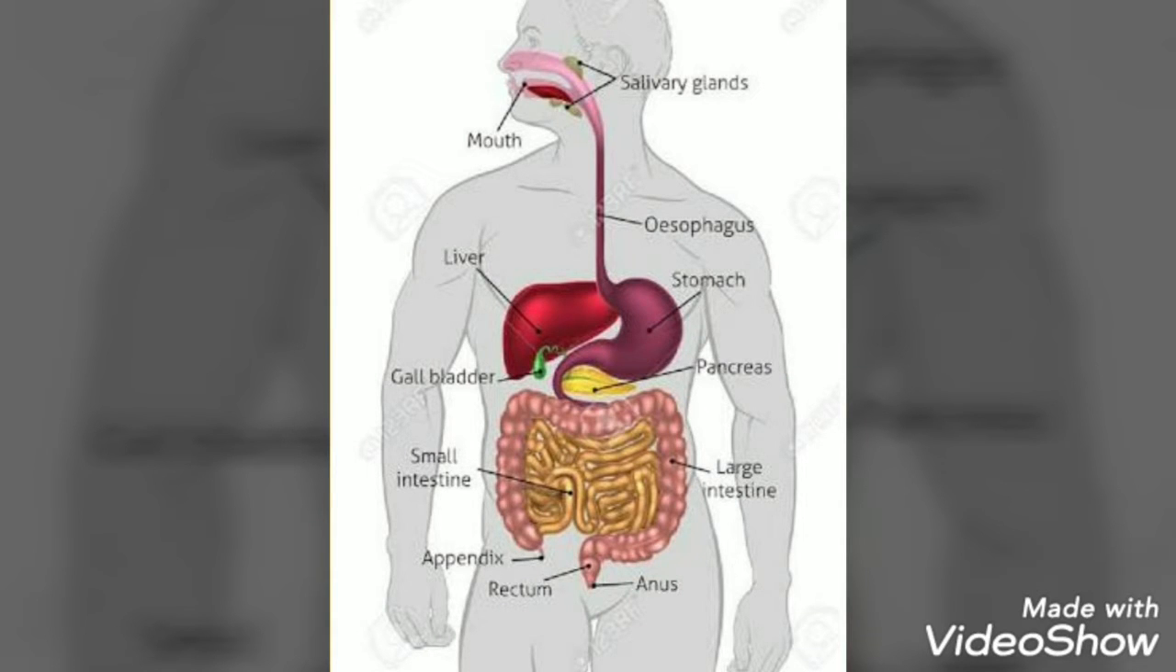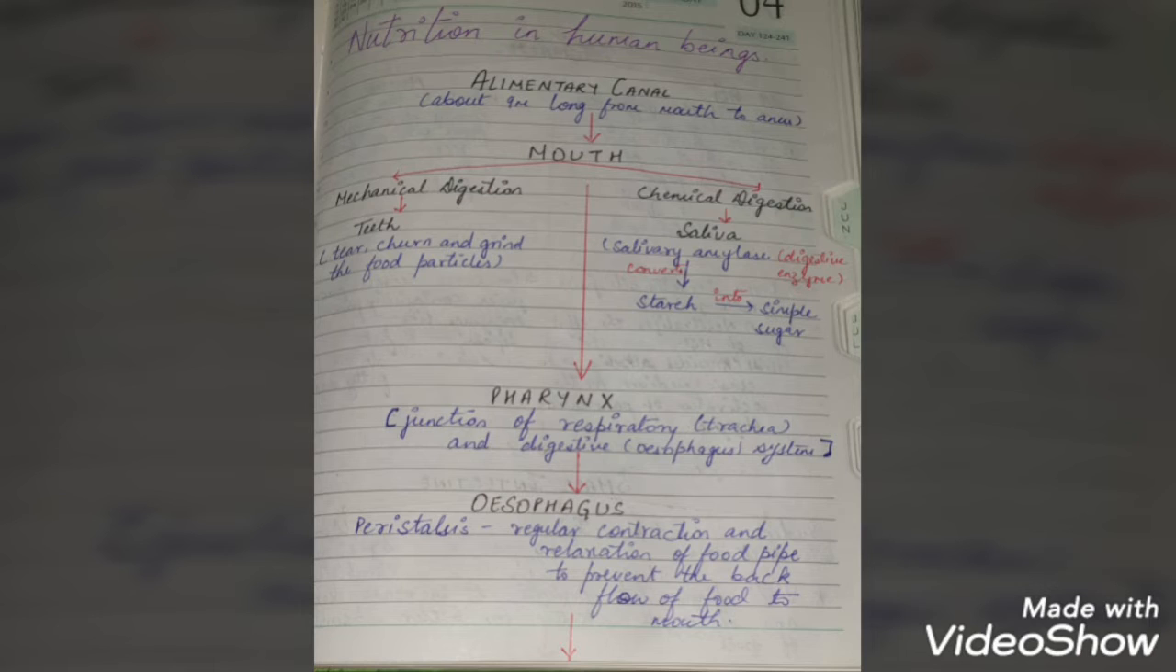Now the nutrition in human beings is carried out by the alimentary canal, which is about 9 meter long from mouth to anus. Now according to the flowchart displayed in front of you, in the mouth there are two types of digestions, mechanical digestion and chemical digestion. The mechanical digestion is carried out by our teeth, which tear, churn or grind the food particles, and the chemical digestion is carried out by the saliva. The saliva contains salivary amylase, which is a digestive enzyme.